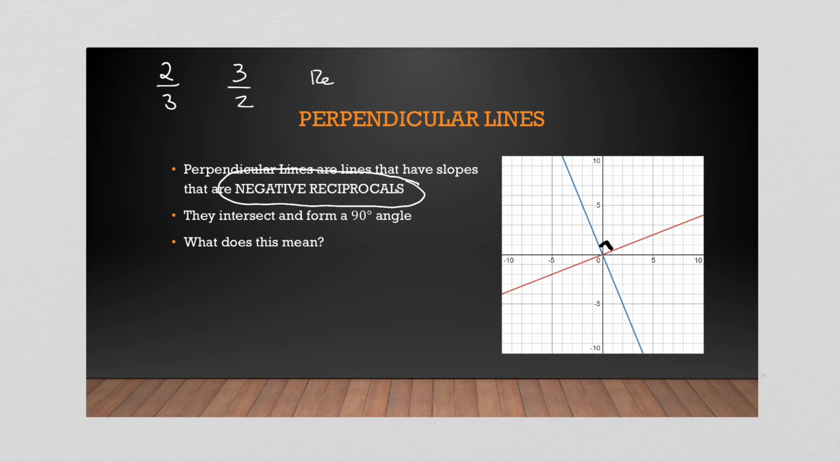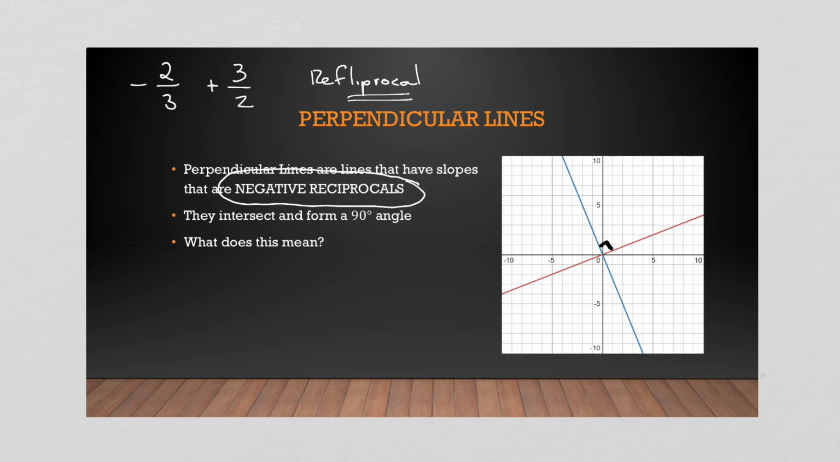We use this sometimes to help as a little memory game. Refliprical. So if you flip a fraction, you get its reciprocal. And in this case, we need a negative reciprocal, which means if we have positive 2 over 3, it would be negative 3 over 2. If we had negative 3 over 2, it would be positive 2 over 3. So let's just look at these two lines.